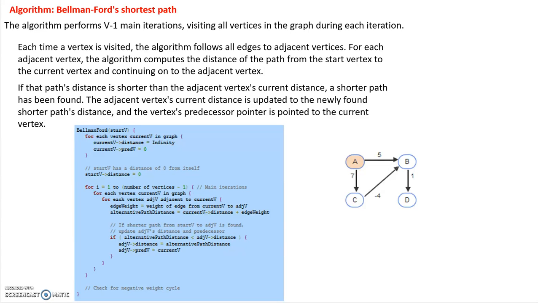In this video, I'll go over Bellman-Ford's shortest path algorithm. We have already looked at Dijkstra's shortest path algorithm, and here is another one, Bellman-Ford's algorithm. But this algorithm allows for negative edge weights, as you can see in the picture.